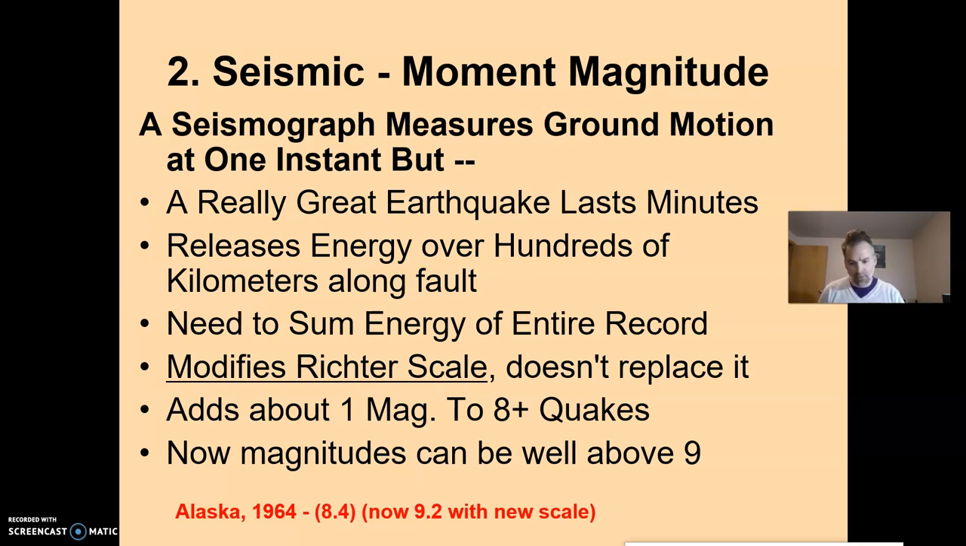So the Richter scale was essentially modified. It doesn't replace it, but it adds one magnitude to all 8+ earthquakes. So now if you have something that's an 8+, it'll be above a 9. So in Alaska in 1964 there was an 8.4 on the Richter scale. So now it's 9.2 with this new scale that's used.